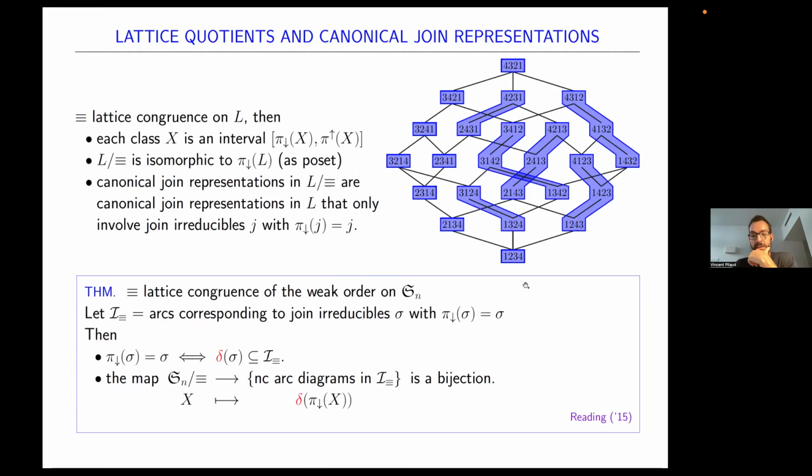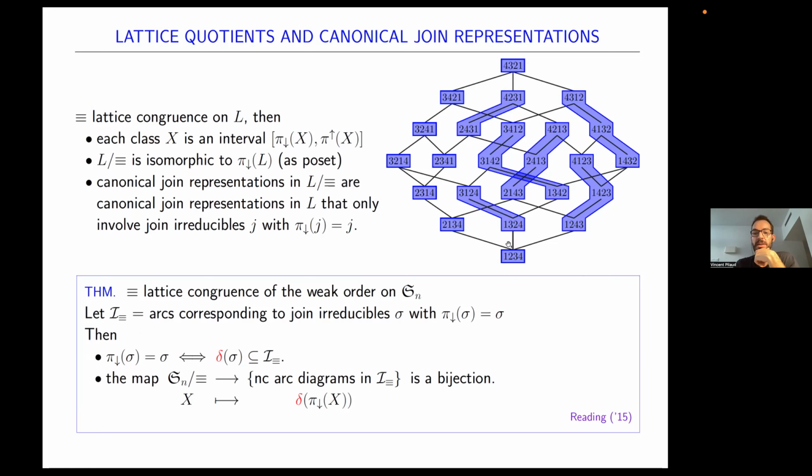So here is the theorem. What I'm saying is: take a lattice congruence of the weak order, then look at the join irreducibles which are minimal in their classes. We know that the join irreducible permutations can be encoded by arcs. So let me consider this set of arcs. Then the quotient of the weak order by the congruence is in bijection with non-crossing arc diagrams which only use the arcs in this set that I have picked. So let me tell you an example.